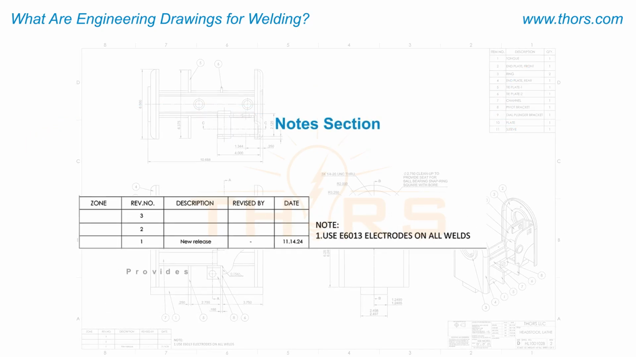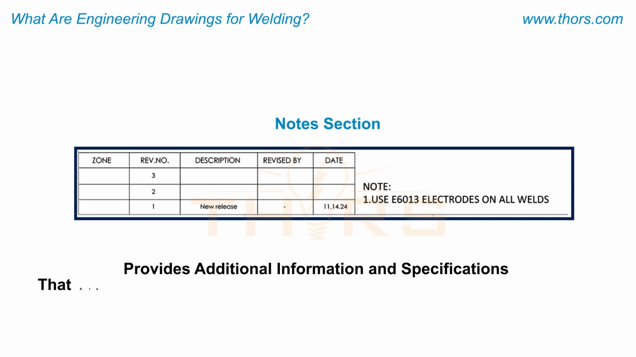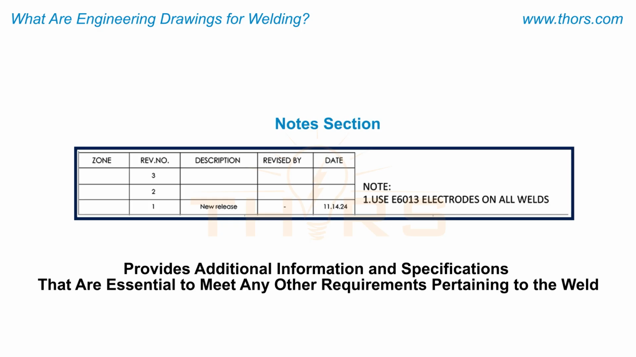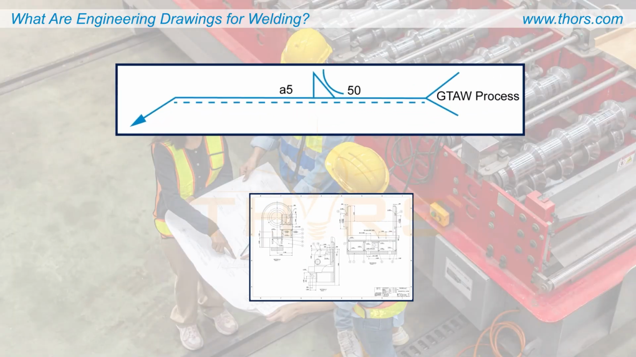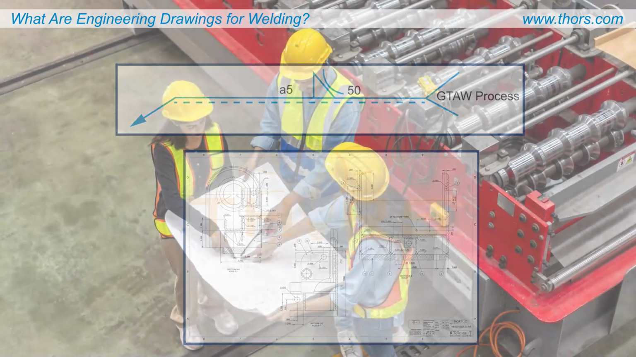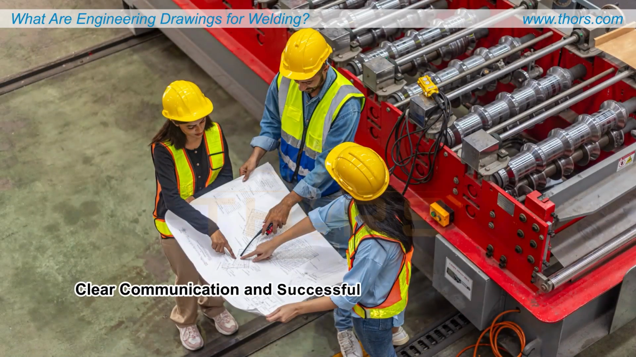The notes section provides additional information and specifications that are essential to meet any other requirements pertaining to the weld. By understanding welding symbols and interpreting engineering drawings correctly, engineers can ensure clear communication and successful execution of welding projects.